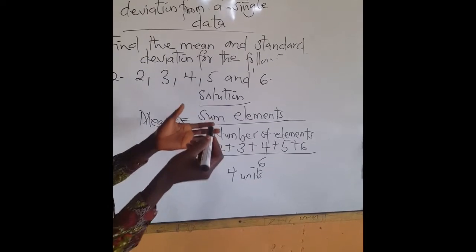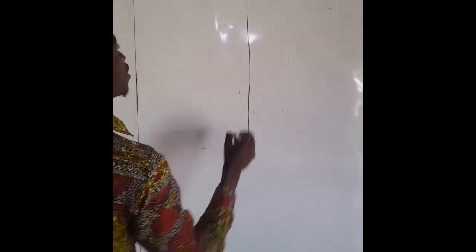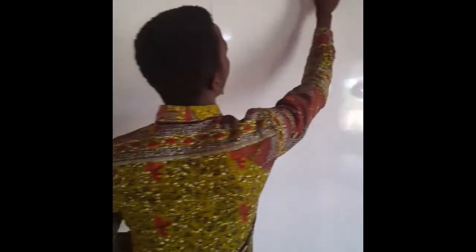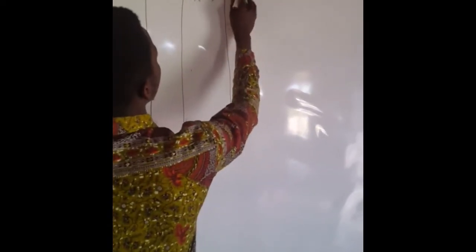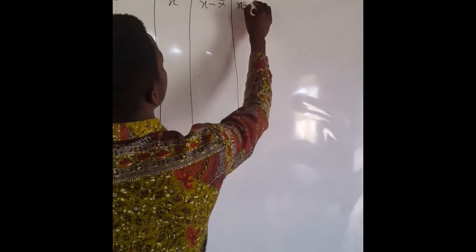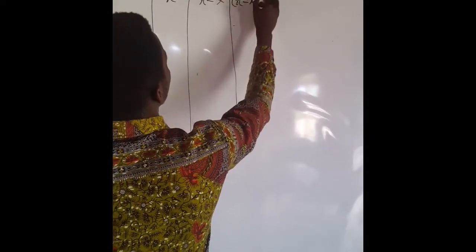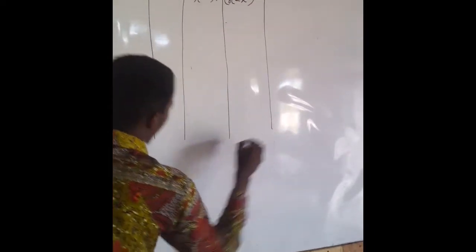Now let's move on to calculate for the standard deviation. So for the standard deviation, it means we are going to have our table nicely drawn, 3 columns. The first column will be for x, the next one will be for x minus x bar, then the last one will be for x minus x bar all squared.